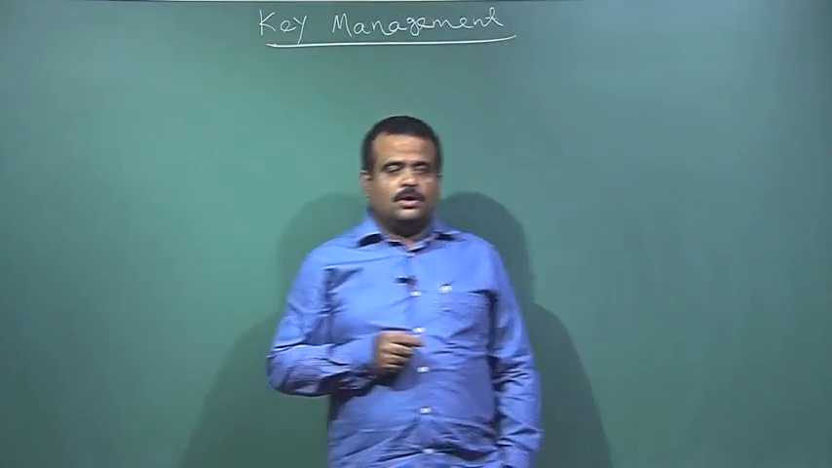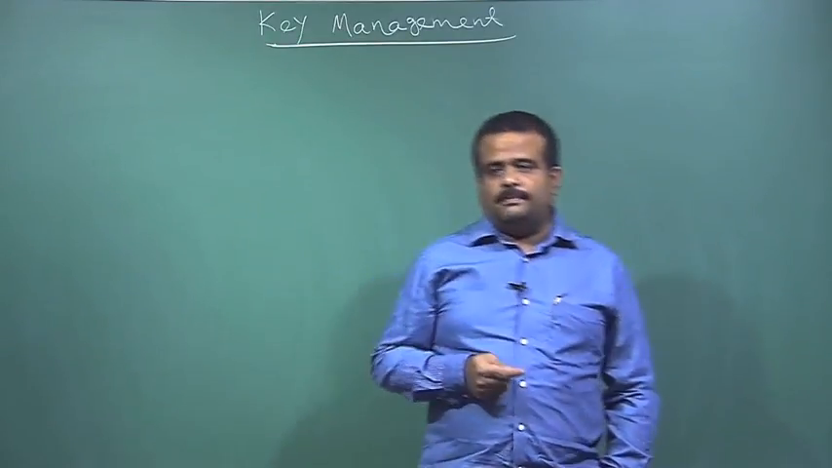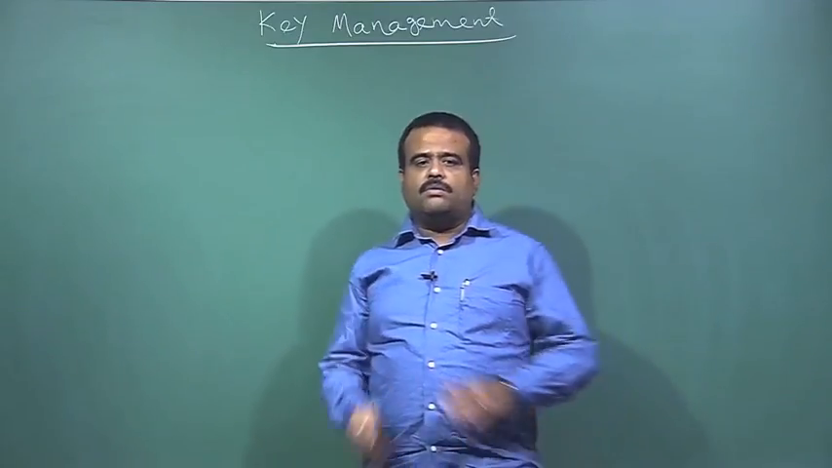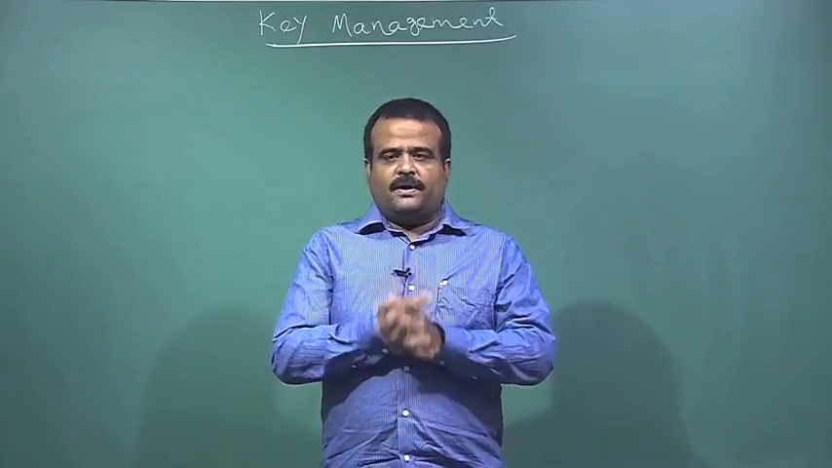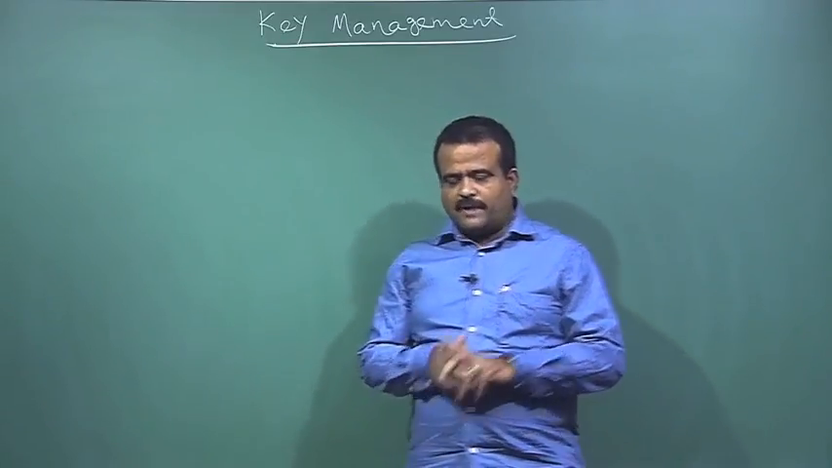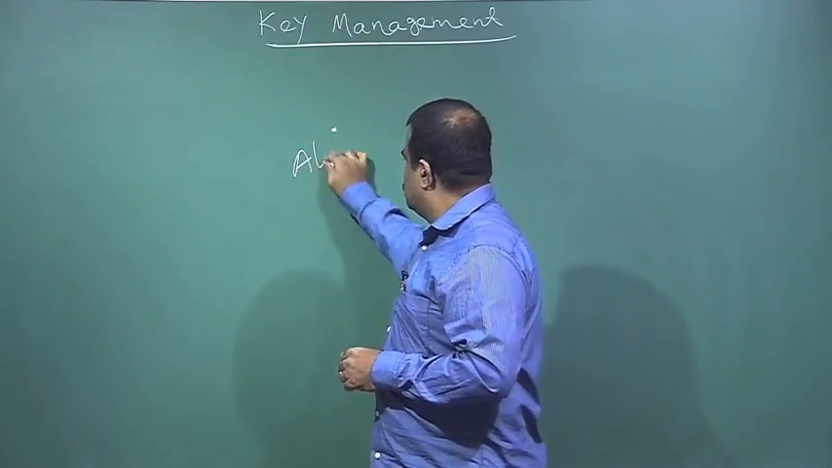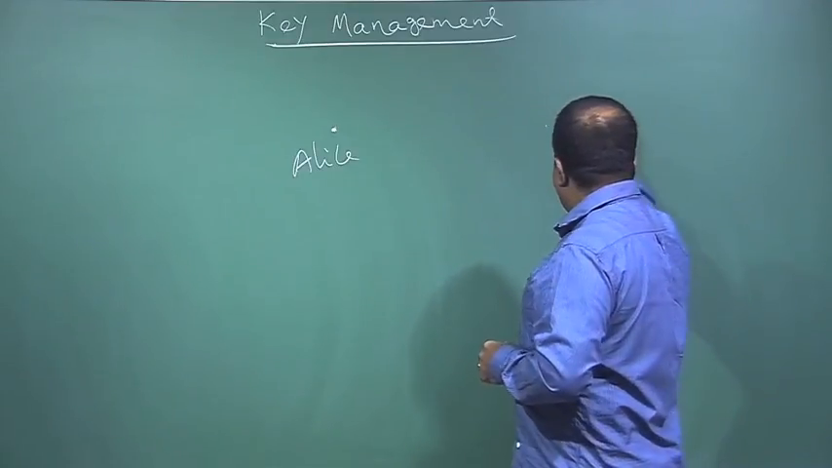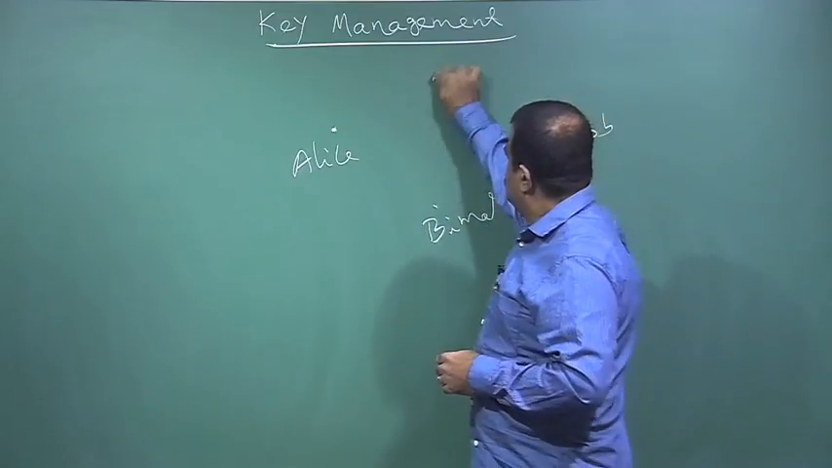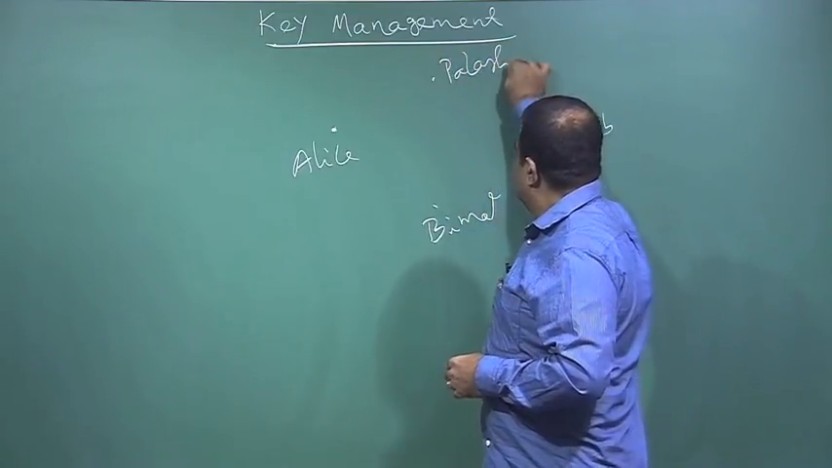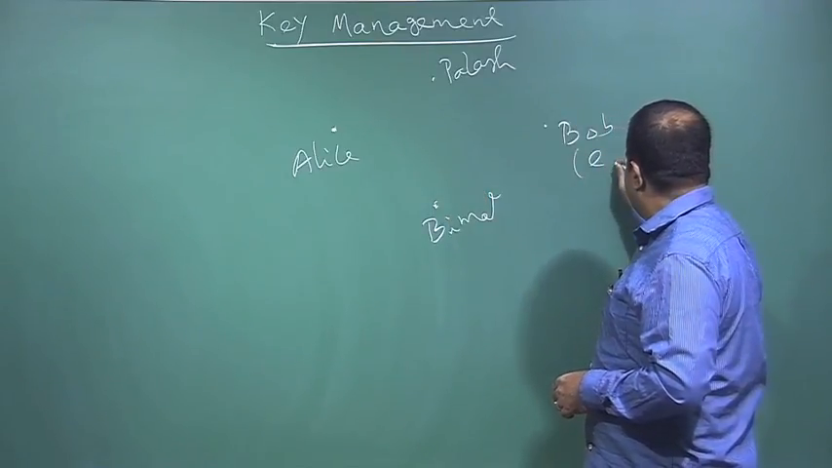Okay, so we talk about key management, how we can distribute the public key. If you are in public key setup, how we can distribute the public keys. So in public key setup, everybody has a pair of keys, public key and private key, or public key and secret key. So if there are a few parties, Alice, Bob, Bimal, Palas, and they are in public key setup, everybody has their public key, private key.